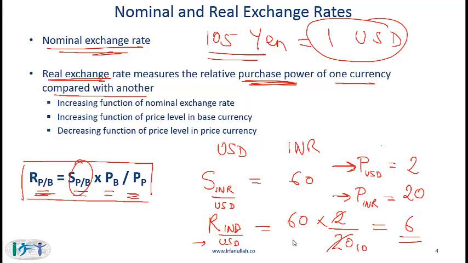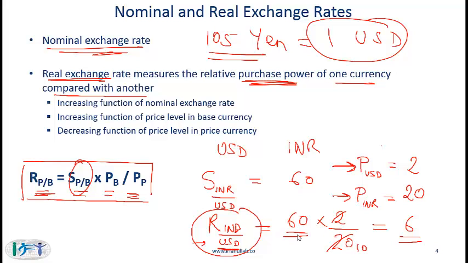Now notice what happens to the real exchange rate if the spot rate goes up but the price levels stay the same. Say the spot rate goes up from 60 to 70, then the real exchange rate increases. In other words, the purchasing power of the base currency, which is the dollar, goes up.